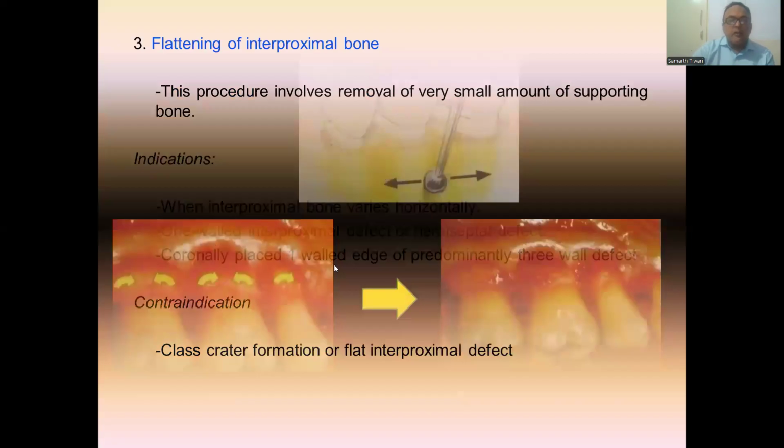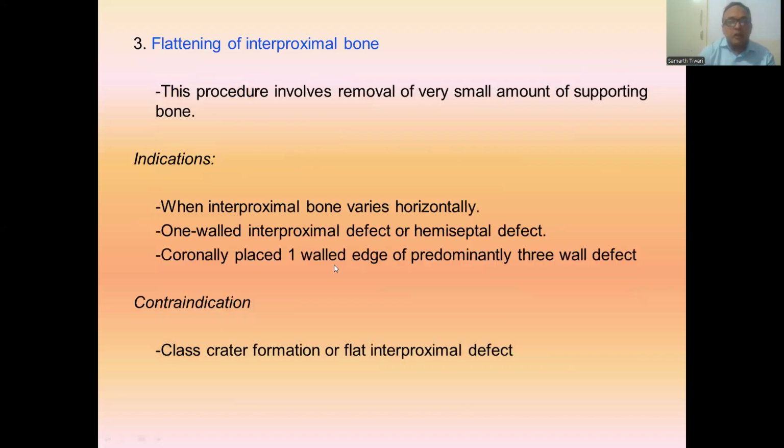Then flattening of interproximal bone. This procedure involves removal of a very small amount of supporting bone. Indications include when interproximal bone varies horizontally, a one-walled interproximal defect or hemiseptal defect, or a coronally placed one-walled edge of a predominantly three-walled defect. Contraindications include a class crater formation or flat interproximal defect.